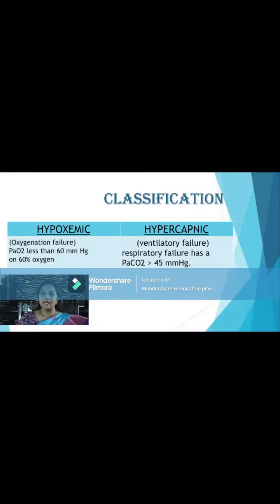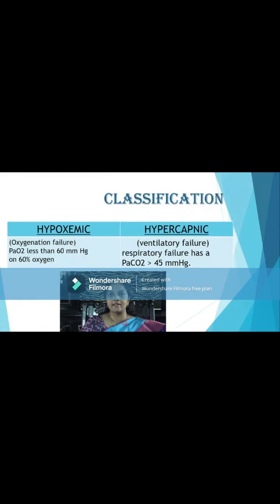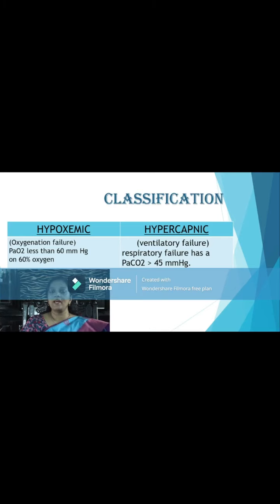Respiratory failure is classified as hypoxemic respiratory failure and hypercapnic respiratory failure. Hypoxemic respiratory failure is commonly defined as a partial pressure of oxygen less than 60 mm of Hg when the patient is receiving an inspired oxygen concentration of 60% or more. Hypercapnic respiratory failure is commonly defined as a partial pressure of carbon dioxide greater than 45 mm of Hg in combination with acidemia. Both of these are classified again as acute and chronic.